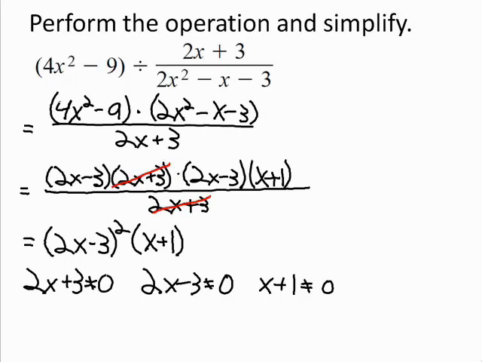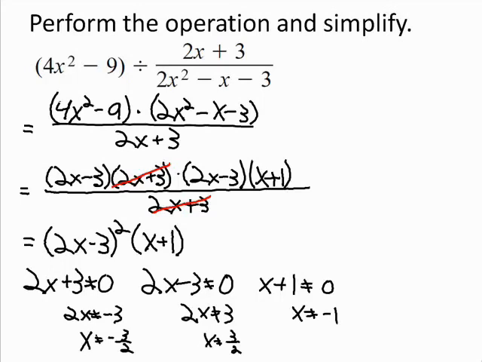For 2x plus 3 cannot be equal to 0, subtract 3 from each side. Now divide each side by 2. X cannot be equal to negative 3 halves. For 2x minus 3 equals 0, add 3 to each side. 2x cannot be equal to 3. Divide each side by 2. X cannot be equal to 3 halves. For x plus 1 cannot be equal to 0, subtract 1 from each side. X cannot be equal to negative 1. The simplified expression is the quantity 2x minus 3 squared times the quantity x plus 1, where x is not equal to negative 3 halves, or negative 1.